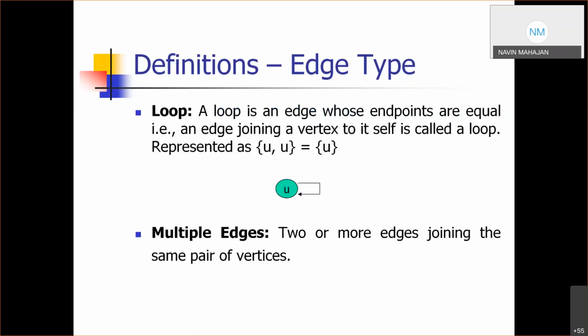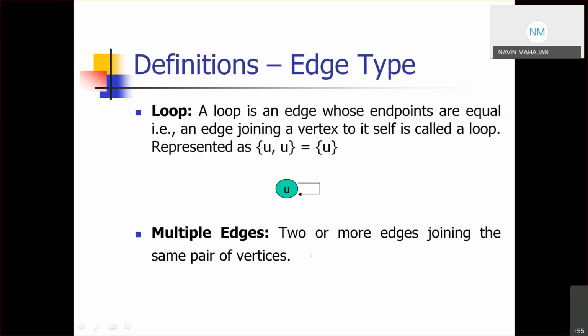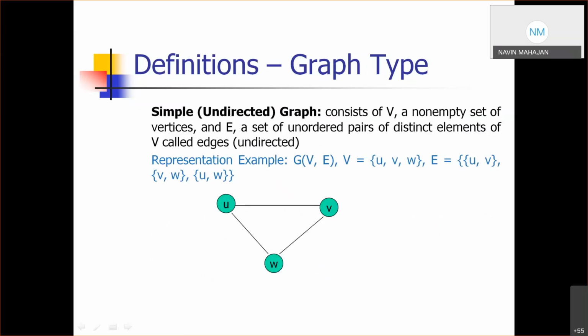So an edge joining a vertex to itself is called a loop, represented as (u, u) or just u. Okay, what are multiple edges? Two or more edges joining the same pair of vertices are called multiple edges. So if I take an undirected graph with two vertices u and v and one edge, and I write two more edges between u and v, that is called multiple edges, or sometimes a multigraph.